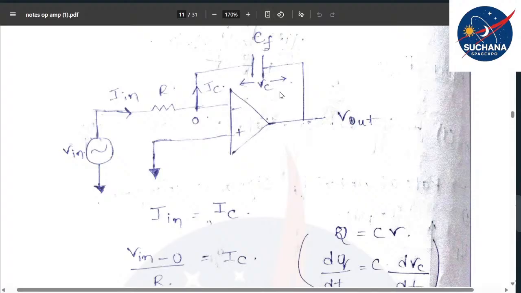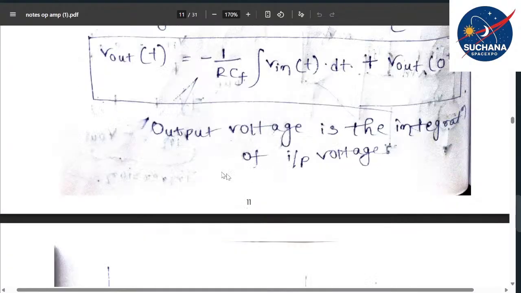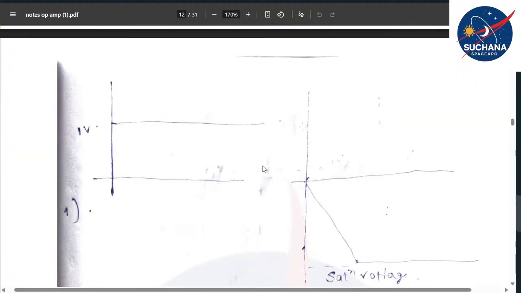We replaced that resistor with the capacitor and derived the mathematical expression, and finally we ended up with the equation having V in. From this equation we can understand that the output voltage is a function of the integration of the input voltage.